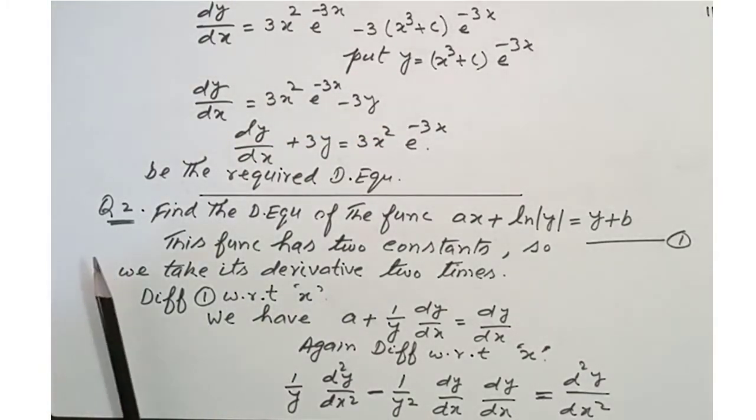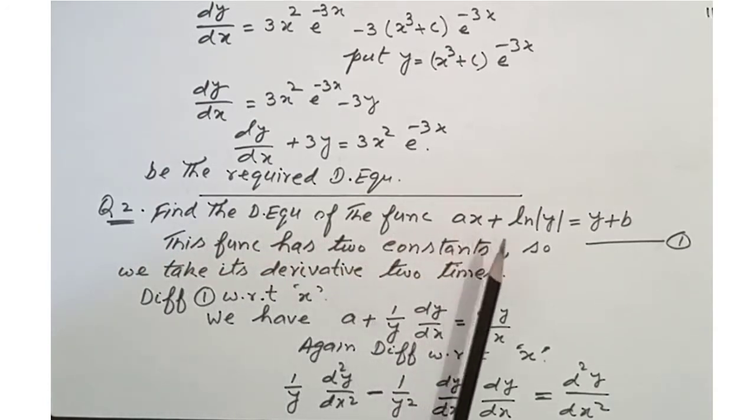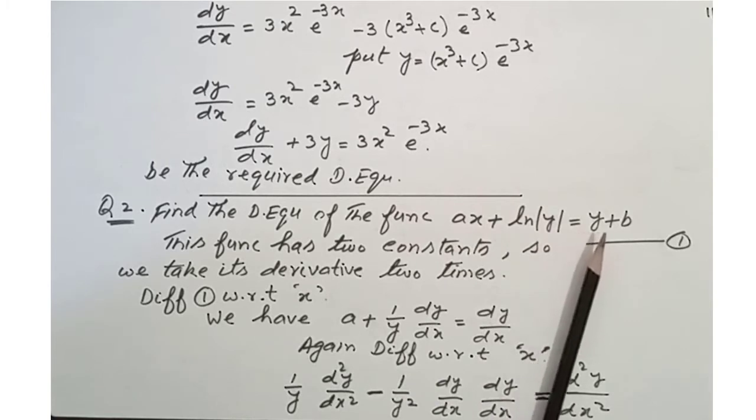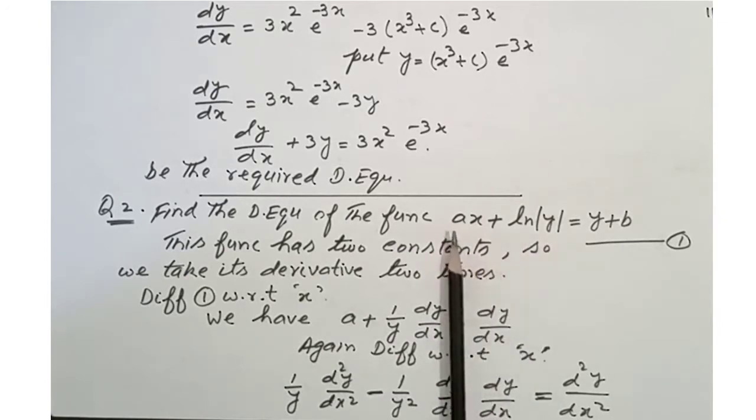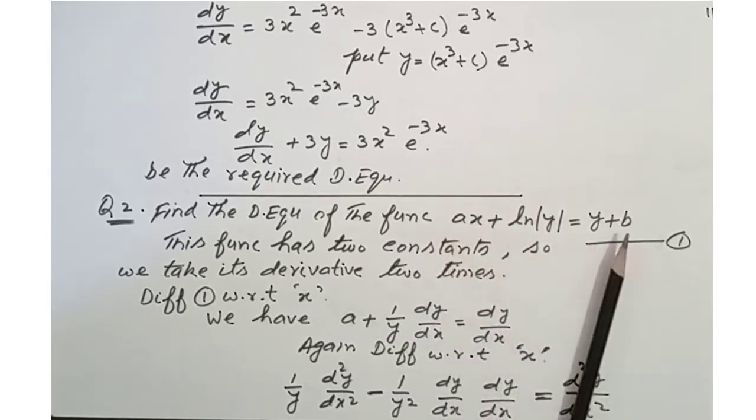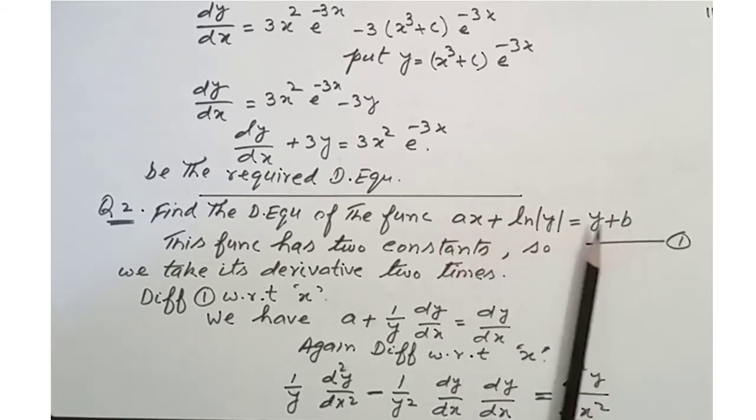Now we solve question number 2. Find the differential equation of the function ax + log y = y + b. This function has two constants, a and b. So we differentiate this equation 2 times to find the solution. As many constants in the equation, so many times we differentiate the given equation.